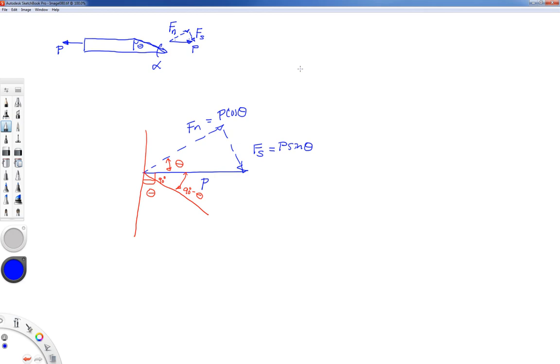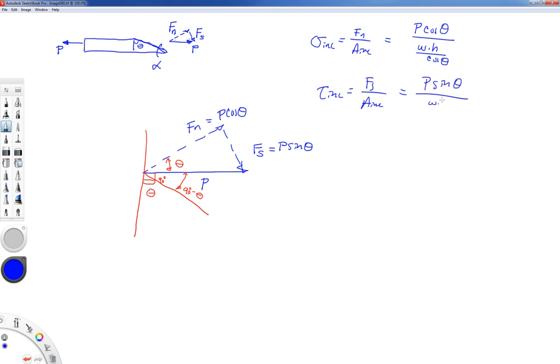All right, so the stress on the inclined plane then is the normal force divided by the area of the inclined plane. In terms of all these other symbols, it's the axial force times the cosine of the angle theta divided by the area of the inclined plane, which was W times H divided by the cosine of theta. The shearing stress on the inclined plane is the shear force divided by the area of the inclined plane, P sine theta divided by W times H divided by cosine of theta, or appropriate as the other with the other angle.